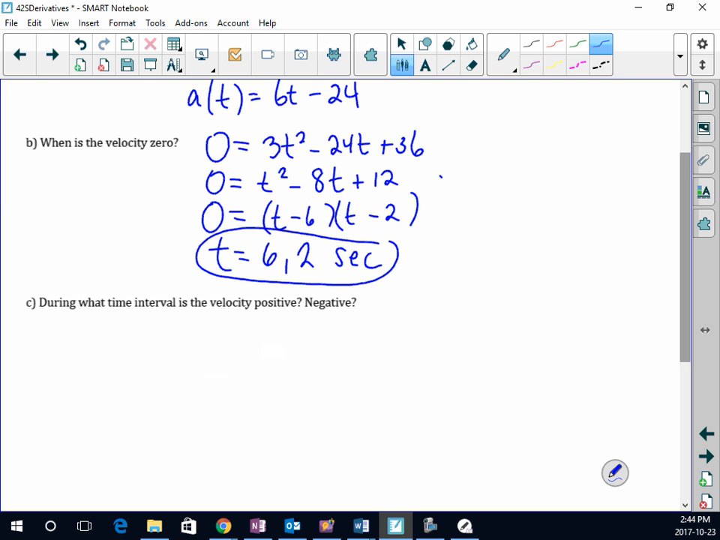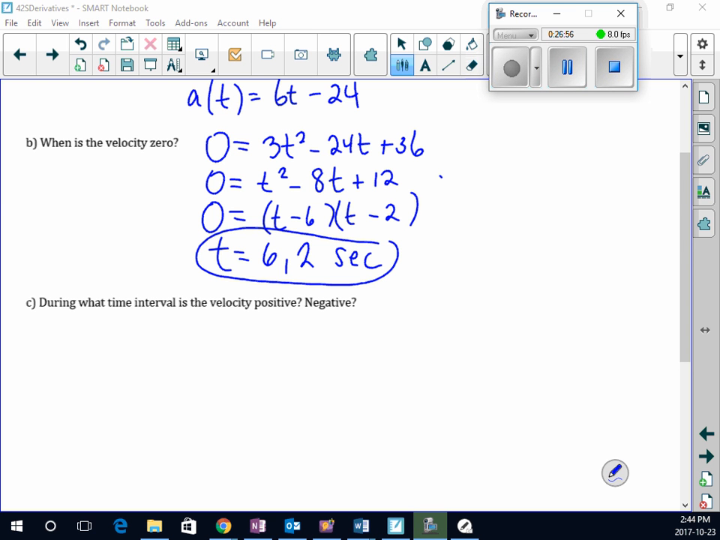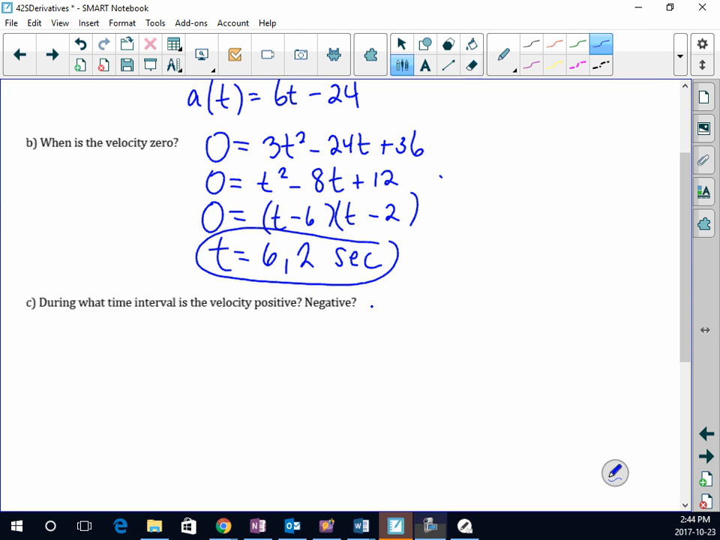Ooh. So this is again grade 11 pre-cal. How am I going to know when the velocity is positive or negative? And this is a quadratic. A sign diagram. So we're going to put a sign diagram. And what are we going to put on our sign diagram? 6 and 2. And I plug in numbers on the left of 2. So let's put 1. What do I get there? Negative. So that means it's positive.